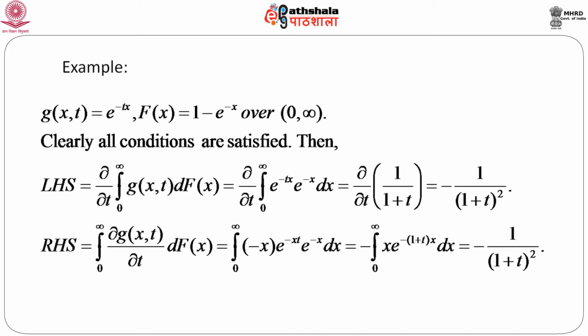Similarly, we consider the right hand side of the previous theorem, where we bring the differential inside the integral sign. So, we first differentiate. The differentiation of e to the power minus t x with respect to t is minus x times e to the power minus x t, and dF(x) is nothing but e to the power minus x dx. If we simplify this, it becomes minus the integral from 0 to infinity of x times e to the power minus (1 plus t) x, and this is nothing but a gamma integral. Using the gamma integral formula, we get that this entire integral is 1 by (1 plus t) whole square, and there is a minus sign. So, it becomes minus 1 by (1 plus t) whole square, which matches exactly what we get on the left hand side.